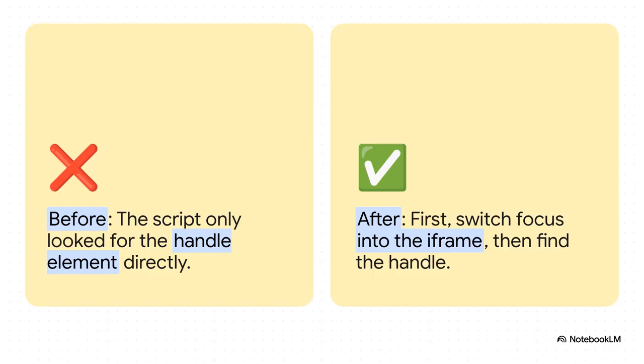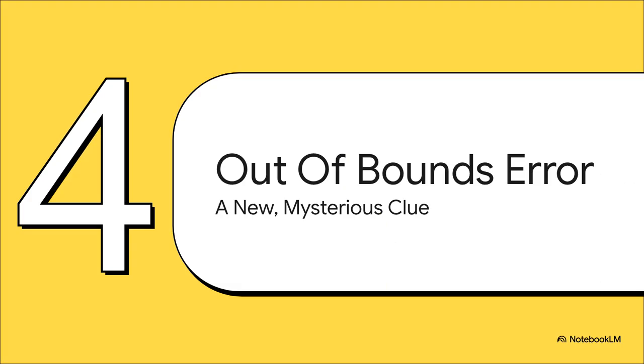We have to tell our script to actually look through the window. Instead of searching for the handle directly, we first find the iframe itself. Then we give it a crucial command. Switch your focus into that frame. And only then, once we're inside the right context, can our script finally find the handle. Okay, so we update the code, we run it again, and for one glorious second, it works. The script finds the frame, it switches into it, it grabs the handle, but then just as it tries to drag, it crashes again. And this time, it's a completely different error.